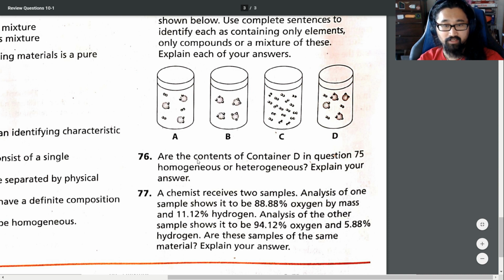Finally, number 76, are the contents of container D, right here, homogeneous or heterogeneous? I would say that this is heterogeneous, because there are very clearly different pieces in this mixture. The contents here are heterogeneous. The contents in C are homogeneous, and in B, they're homogeneous. The element and the compound are homogeneous because they are the same throughout.